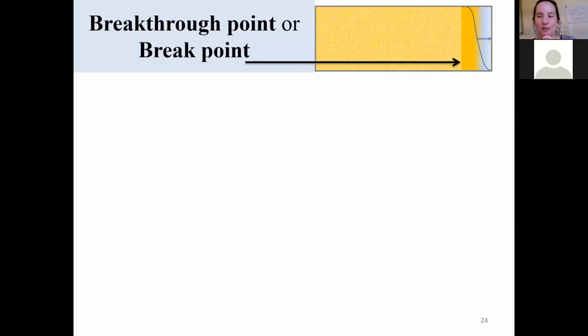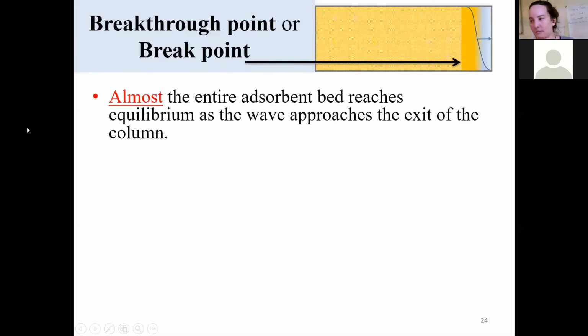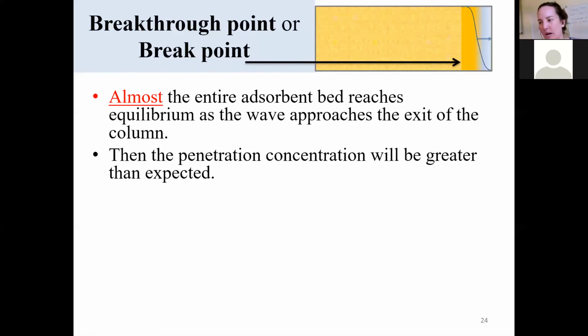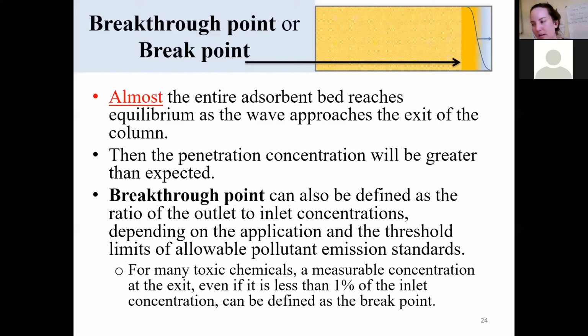So you'll remember from your first tutorial that usually the laws say you can't emit a concentration above this point. And so what you'll do is calculate, hey, when is our filter going to start letting through unacceptable amounts of air pollution, and make sure it gets replaced before that point occurs. So the wave almost reaches the end, but not quite. At some point, the penetration concentration, so this part of the pollutant that's not getting adsorbed, will start to exit the filter, and this breakthrough point then is defined.